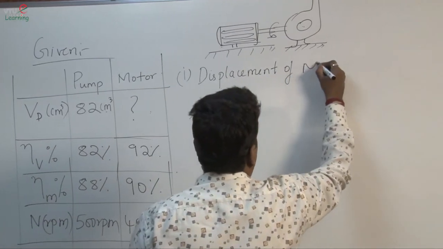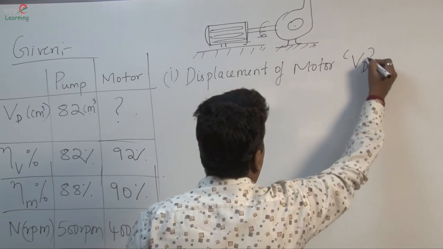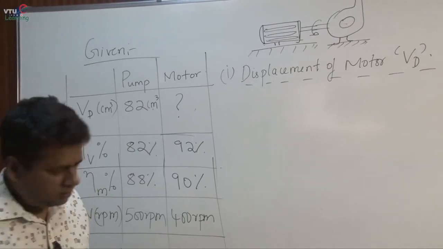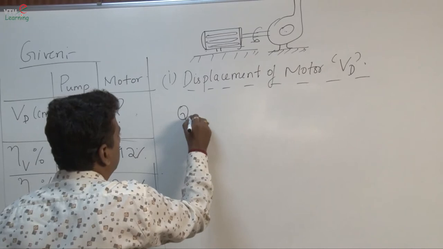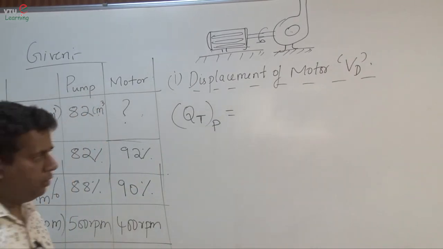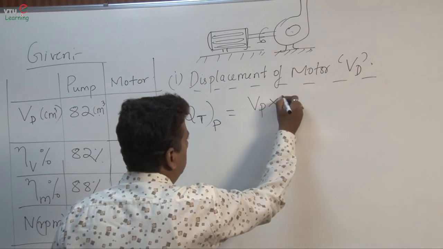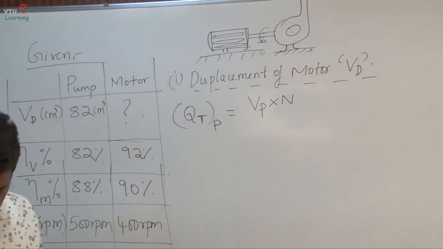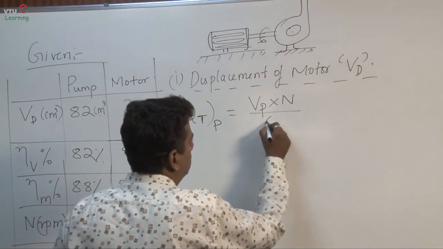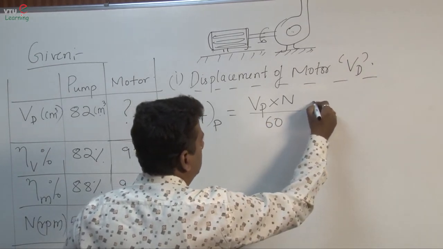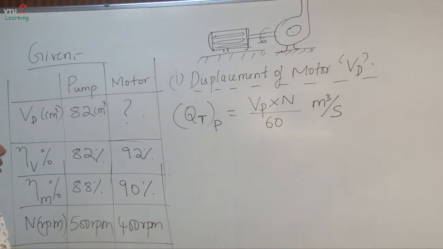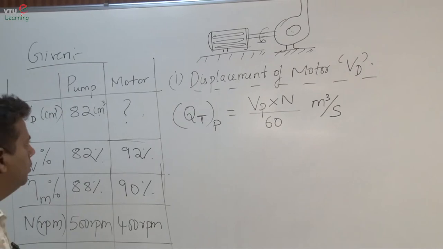Displacement of the motor, VD. We know that Q theoretical for the pump is equal to Vp into N, so displacement will be in meter cube per second.